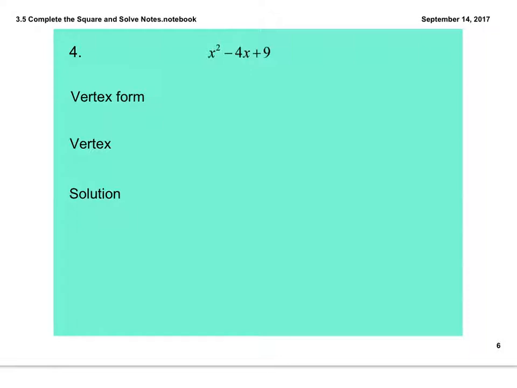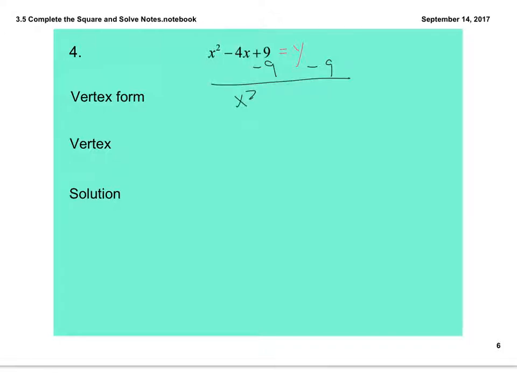All right. In order to make this vertex form, we're going to set this equal to y. I could set it equal to 0; it's not really that much of a difference here. 9 is a perfect square. 4 is also a perfect square. So we might already have a perfect square here, but I'm not quite sure that 4 and 9 are going to work together. So we're going to subtract 9 from both sides.